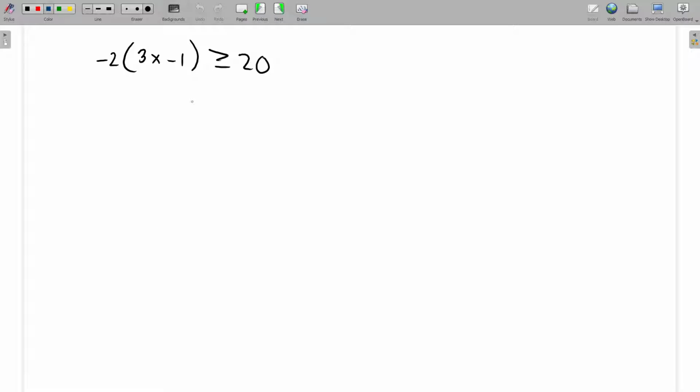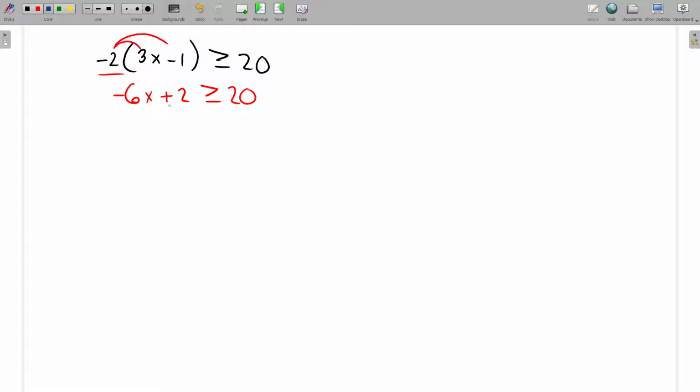So how are these problems even different than what we did previously? Well, let's take a look at this example and find out. We know that when we have parentheses and a number in front, we want to distribute it. I want to distribute this negative 2. So we want to do negative 2 times 3x is negative 6x. And negative 2 times negative 1 is positive 2. Everything else is going to drop down, so greater than or equal to 20.